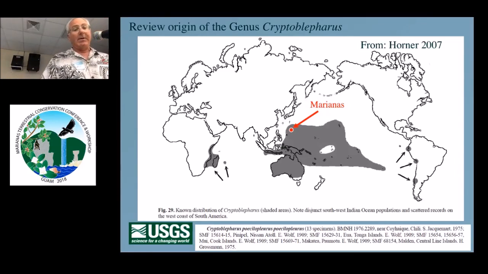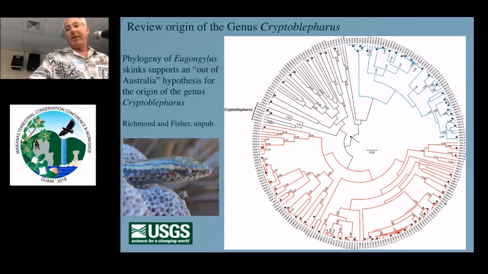So what we can do now is go and look at the genetics and get a better handle on what's going on. From the work John and I are doing, we tested the origin of Cryptoblepharus. Cryptoblepharus follows an out of Australia hypothesis: its most closely related genera are from Australia, and then it radiated in Australia and then went to the Pacific from Australia.